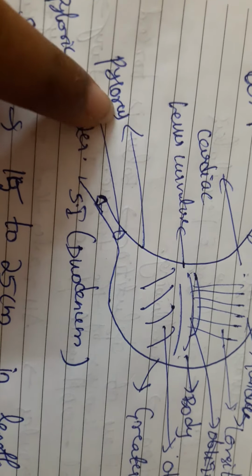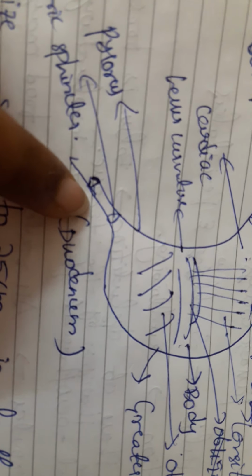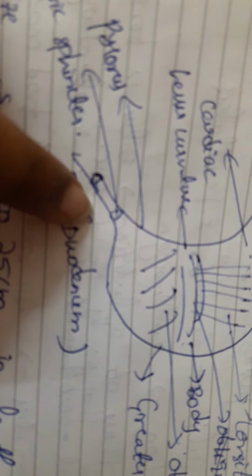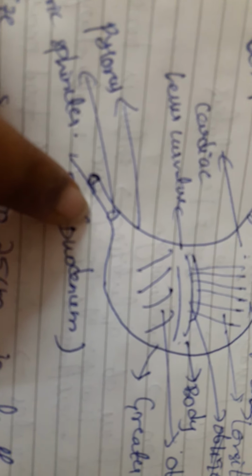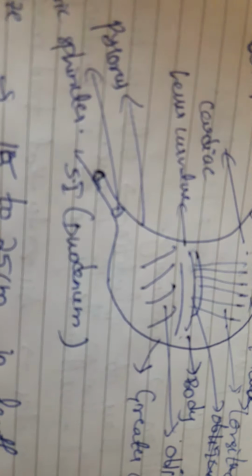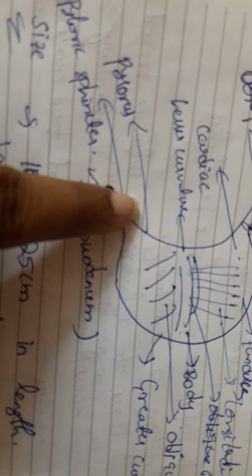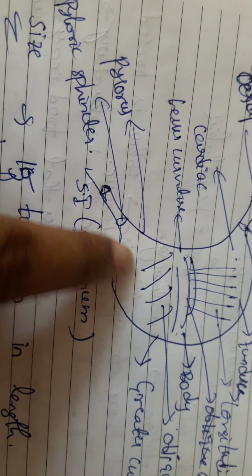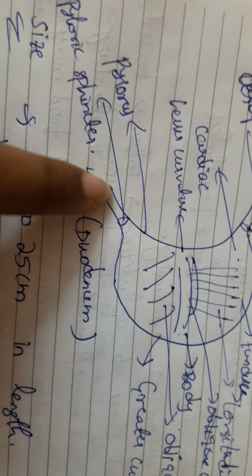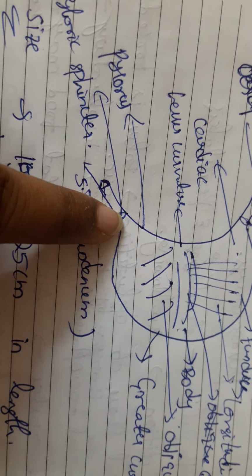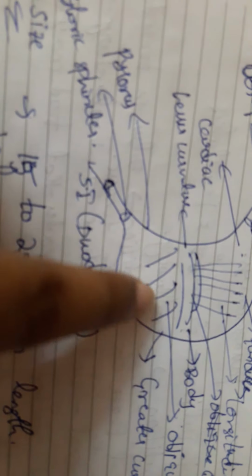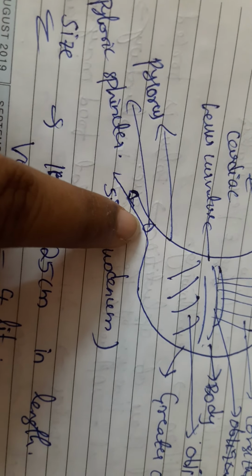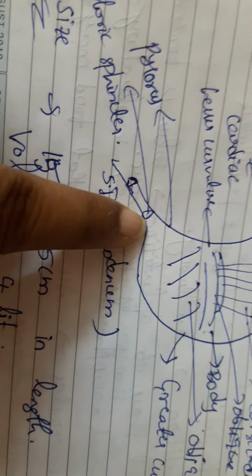Coming to the pylorus, the pylorus is the terminal part of the stomach, and it is continuous with the small intestine through the pyloric sphincter or valve. As already discussed, the pylorus is the ending part, and the continuation of the stomach towards the small intestine takes place through the pylorus only. The movement of food from the stomach to the small intestine takes place through this pyloric sphincter or pyloric valve.